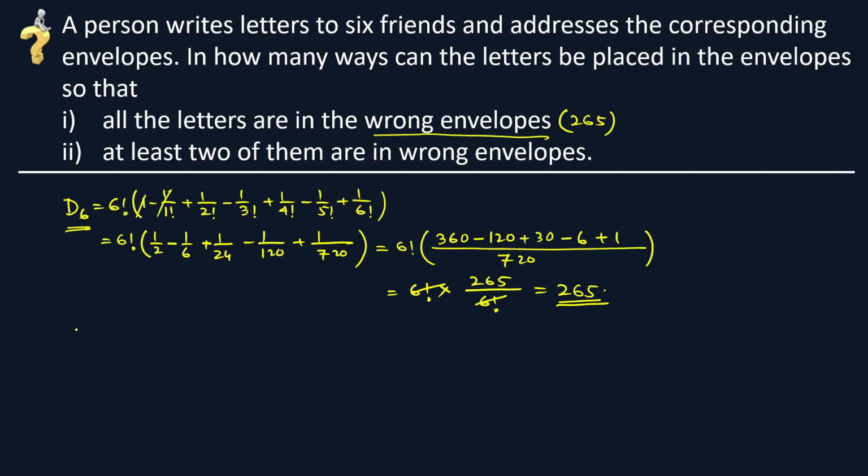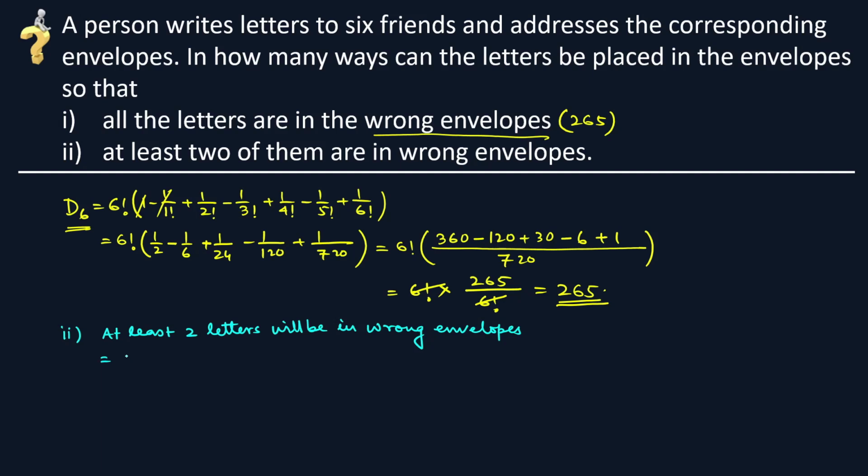Now the second question is more interesting. It states that at least 2 of them are in wrong envelopes. That is, in this case, I don't want that all the 6 letters should be in the wrong envelopes. No, I don't want that. What I want is that at least two of them will be in their wrong envelopes. That is actually what it is saying. At least 2 means what? At least 2 letters will be in wrong envelopes. What do you mean by that?